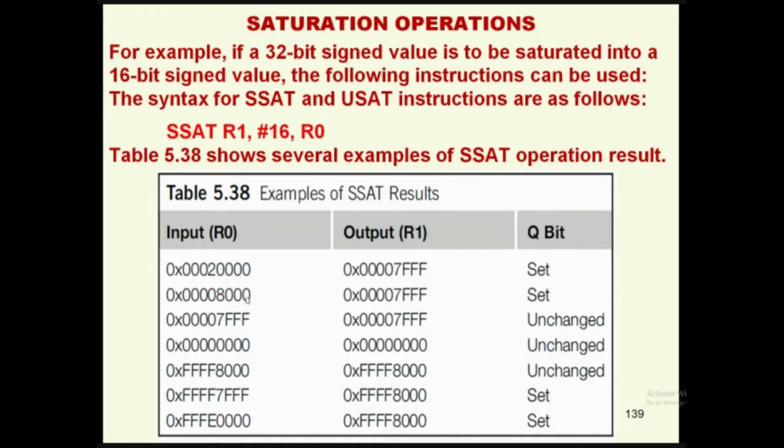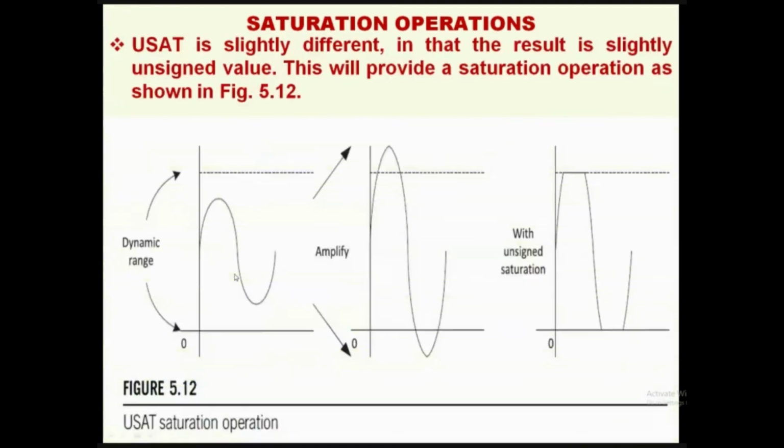8000 is minus 32,768. 7FFF is plus 32,767. So minus 32,768 is 8000, plus 32,767 is 7FFF. Instead of showing minus 32,768, it is better to say plus 32,767. There is only one bit error, but here it is total inversion. So that is why saturation is more significant. From the second example, it is much more clear.